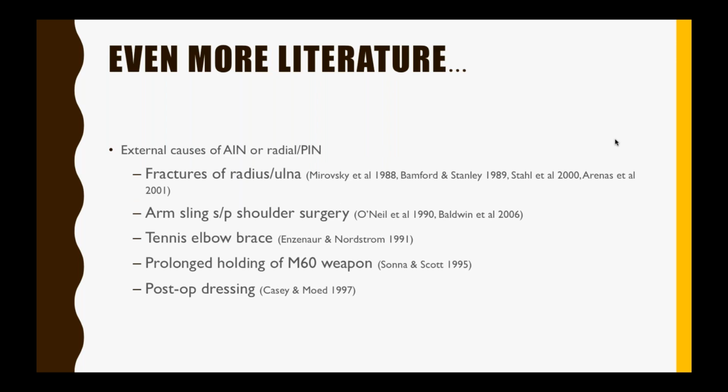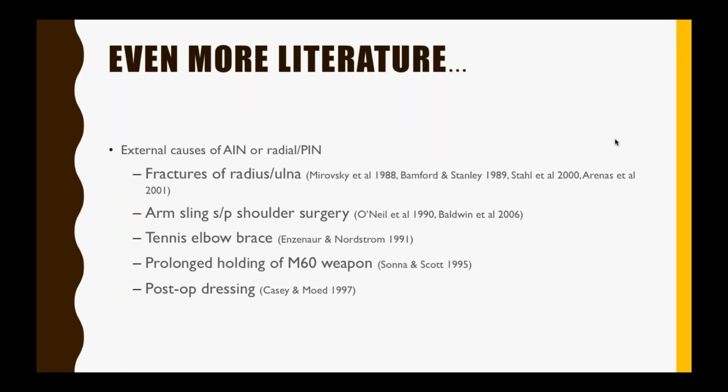Some external causes of anterior interosseous neuropathy or posterior interosseous nerve neuropathy, or of the radial branch: fractures are common. Obviously, they're going to damage the nerve at the location. Also slings after surgery; one very old study and one newer study have shown that slings after surgery can compress the anterior interosseous nerve. Tennis elbow braces have been shown to damage the radial nerve if they're applied too tightly.